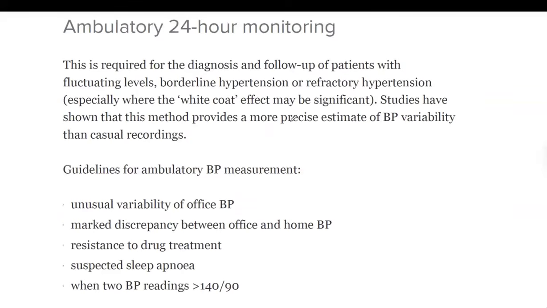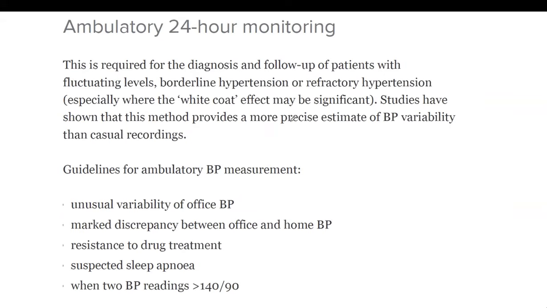Now, there is a thing called white coat hypertension, right? So when a patient comes to visit you in your clinic, the patient's blood pressure goes super high. But when you ask them how their blood pressure is at home, they say it's completely fine. That is white coat hypertension.